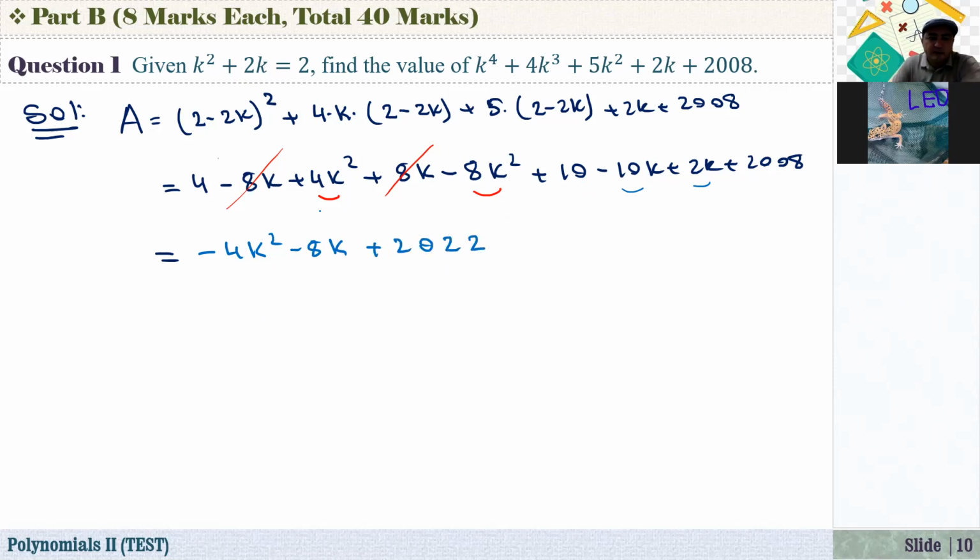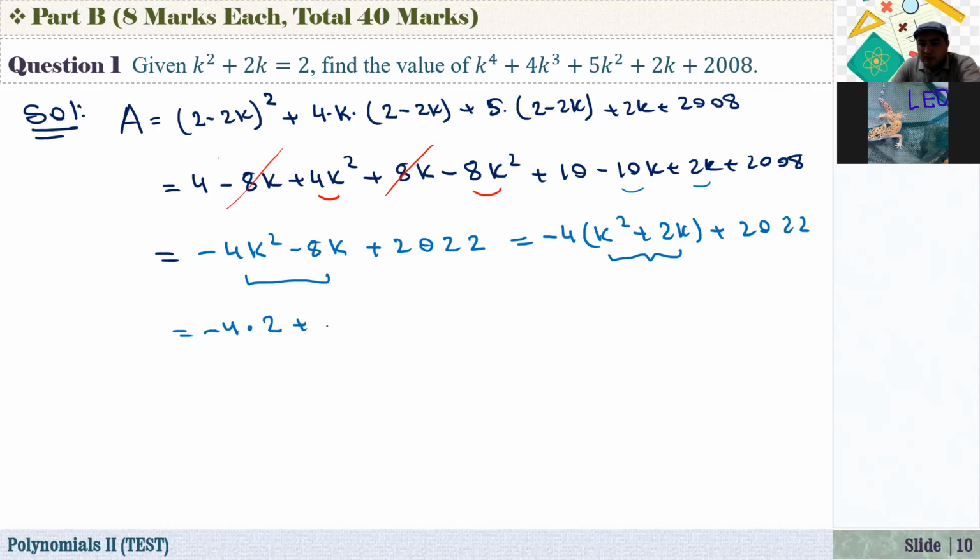Okay, so now the negative 4 is a common factor. Just take this out. So here we have k squared plus 2k, and here we have 2022. And what is k squared plus 2k? Again, that's equal to 2. So here we have negative 4 times 2 plus 2022. If you subtract 8, that's equal to 2014. So the result of that expression is 2014.